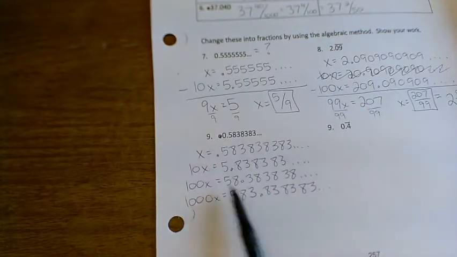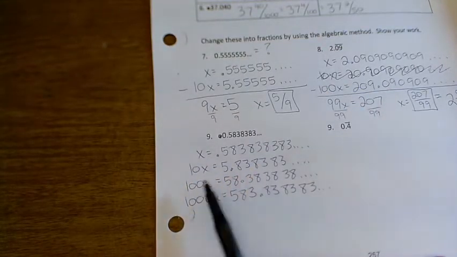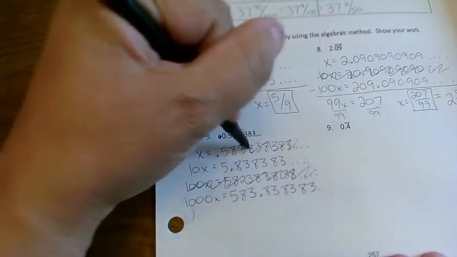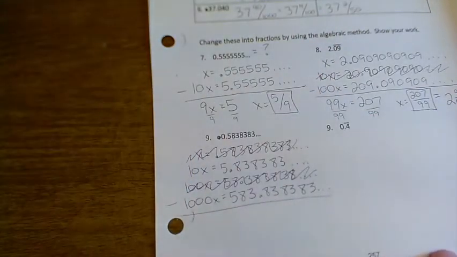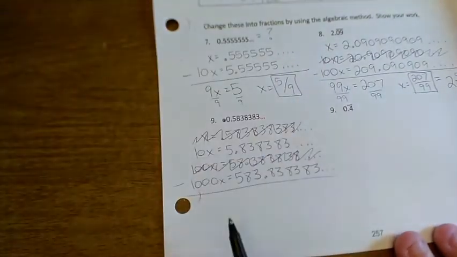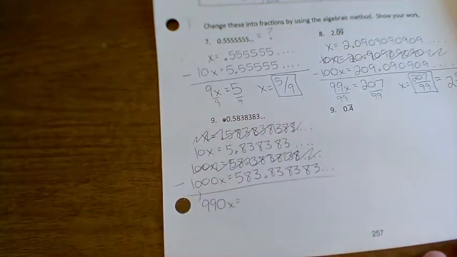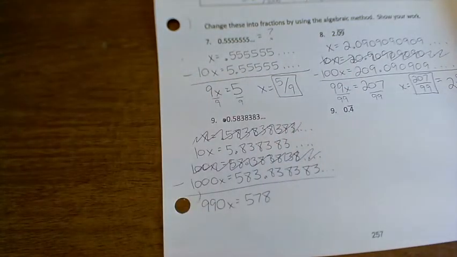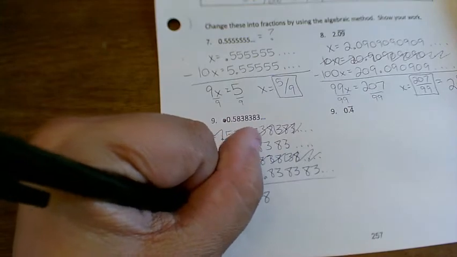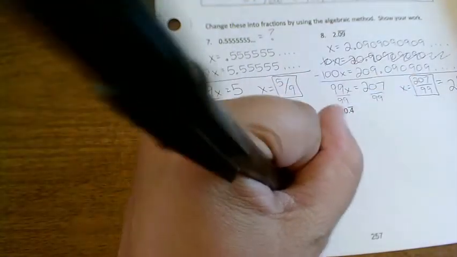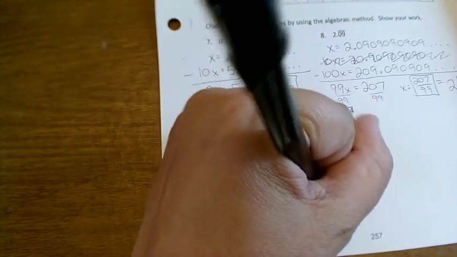All right, so now finally 10x has a 0.83 repeating and 1000x has a 0.83 repeating. So we can disregard those two that we're not going to use. If we want to subtract to find the difference, 1000x minus 10x leaves us with 990x. And then 583.83 repeating minus 5.83 repeating is, let's see, 583 minus 5, 578 with no decimal. So divide both sides by 990, and your fraction should be 578 out of 990.